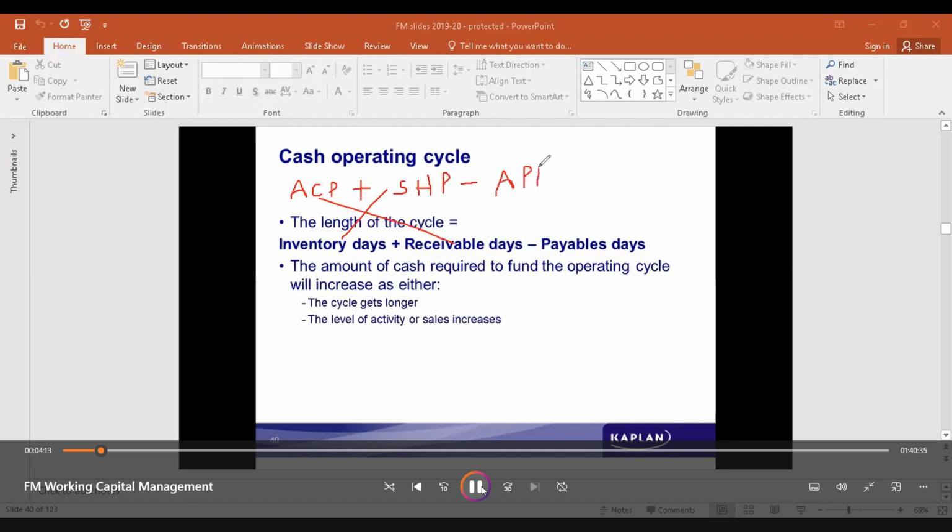Whenever we talk about these periods, it is basically about the 360 or 365 days in a year, as the case may be, divided by the respective turnover ratio. So the average collection period would be 365 days divided by the receivables turnover ratio. Stock holding period would be 365 days divided by the inventory turnover ratio. Average payment period is equal to 365 days divided by the payables turnover ratio. That is how we calculate these turnover ratios and then proceed further.